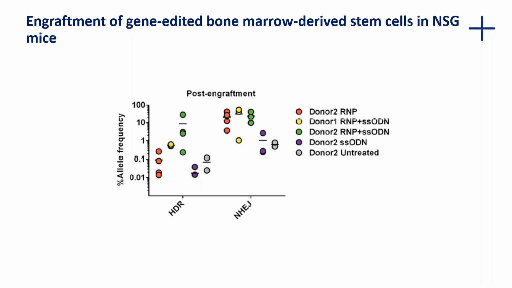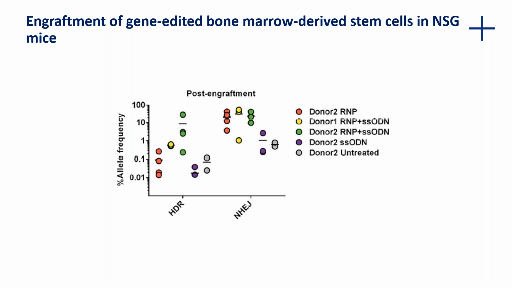To do this, the CD34 positive bone marrow stem cells were treated with the Cas9 guide RNA and the selected single-stranded oligonucleotide template. They were then injected intravenously into the NSG mice, and 16 weeks after transplantation, the bone marrow was harvested and analyzed for engraftment rates. Overall, the result was that both bone marrow-derived haematopoietic and peripheral blood stem cells that were gene-edited were well tolerated by the NSG mice.